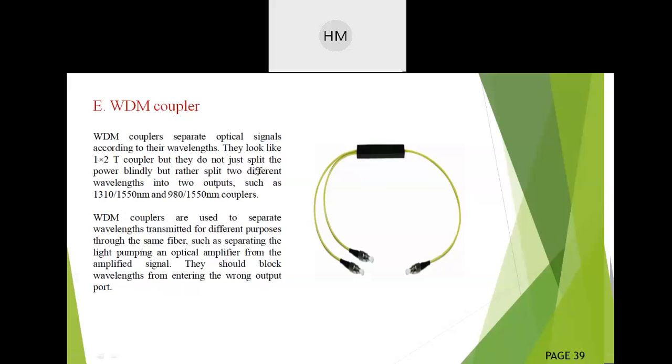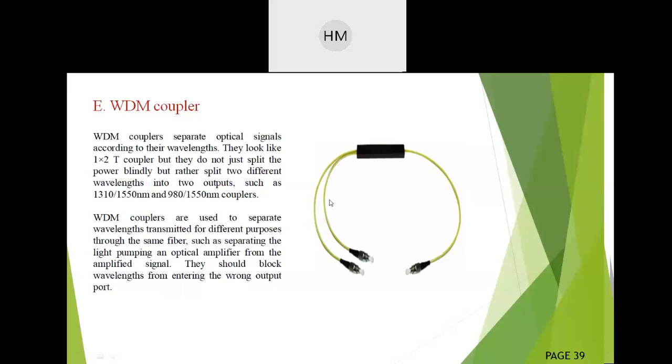But they do not just split the power blindly, rather they split into 2 different wavelengths into 2 outputs, such as they will decide that 1310 and 1550 nanometer wavelengths are separated. From the input power it will select and separate those wavelengths.